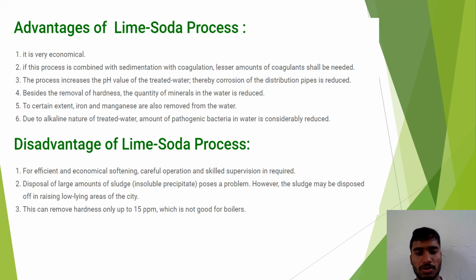Now coming to the disadvantages of the lime soda process. For efficient and economical softening, careful operation and skilled supervision is required. Disposal of large amounts of sludge, that is insoluble precipitate, poses a problem. However, the sludge may be disposed of in raising low-lying areas of the city. This can remove hardness only up to 15 ppm, which is not good for boilers.